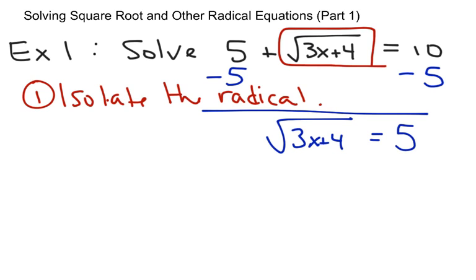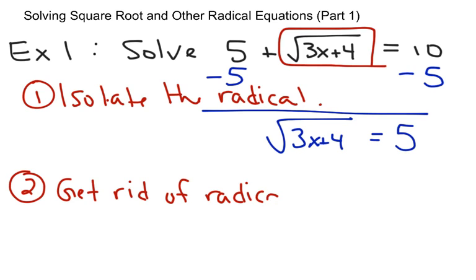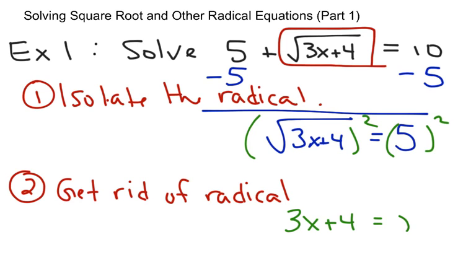Once you've isolated the radical, the second step in solving the problem is to get rid of the radical. We started with the simplest type of radical, which is the square root. We get rid of the square root by squaring both sides of the equation. Remember that we can do anything we want to an equation as long as whatever we do to one side, we do the exact same thing to the other side. The square and square root cancel each other out, so now you're left with 3x plus 4 equals 25.